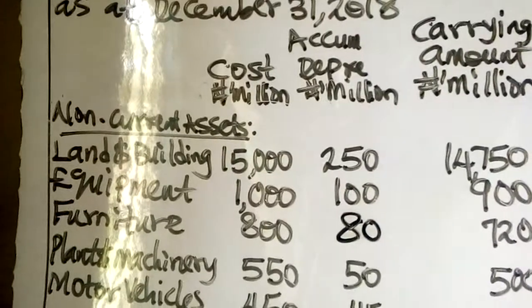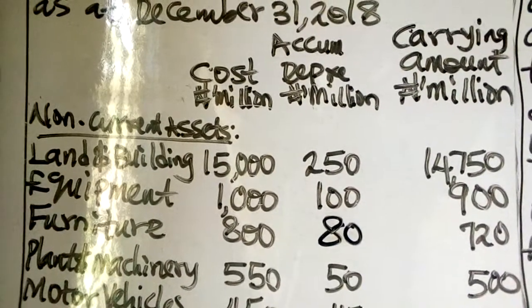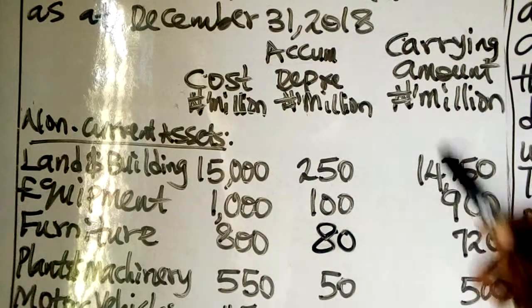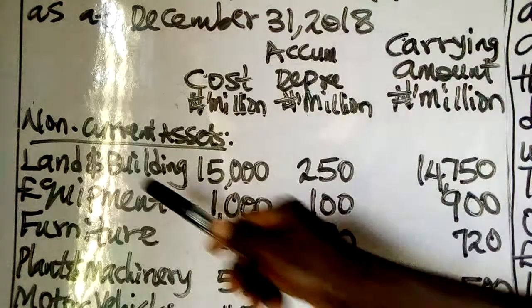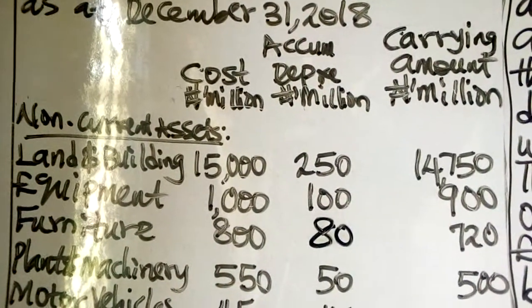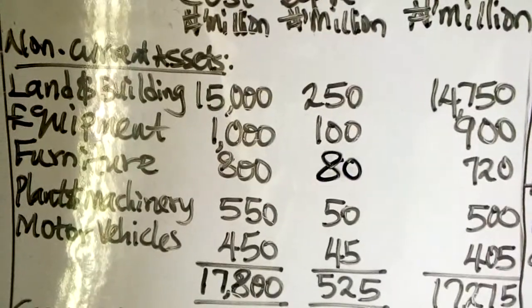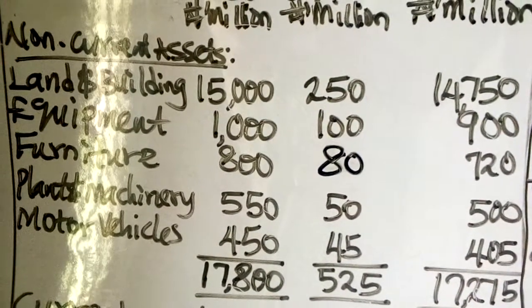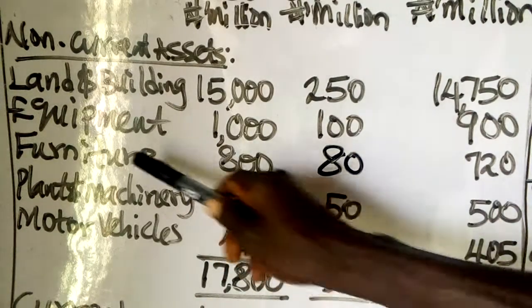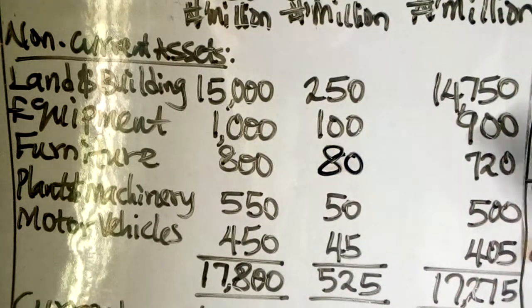Then you have the cost, the accumulated depreciation, and the carrying amount. All amounts are in million. Then under cost, you have the non-current assets. The cost of the non-current assets include the land and building. The cost of the land and building is 15,000. The accumulated depreciation is 250, and the carrying amount of the land and building is 14,750. Then we also have equipment. The cost of the equipment is 1,000. The accumulated depreciation of equipment is 100, and the carrying amount is 900.